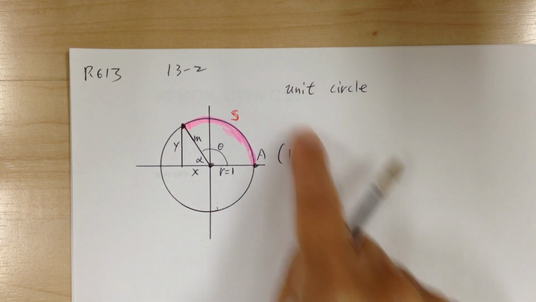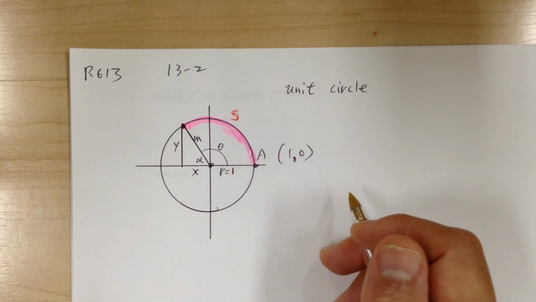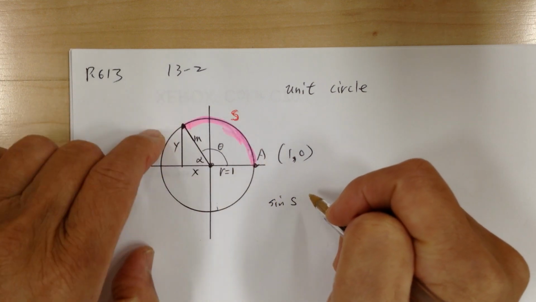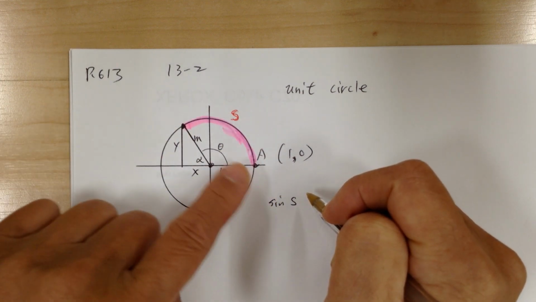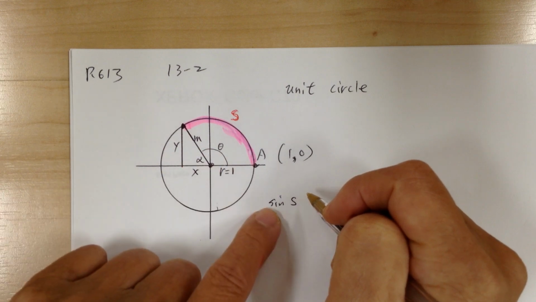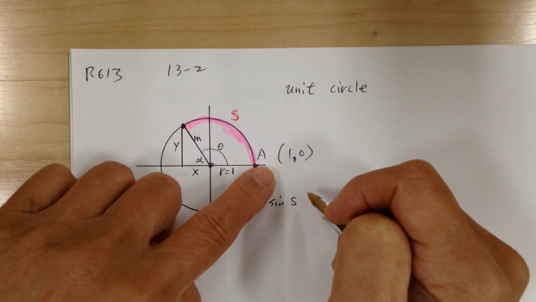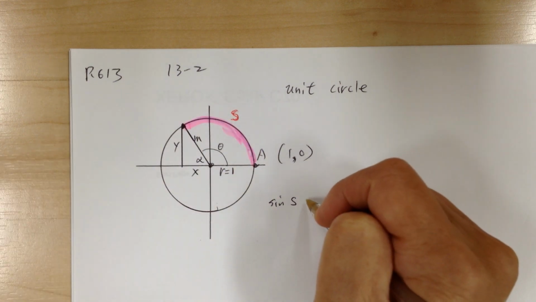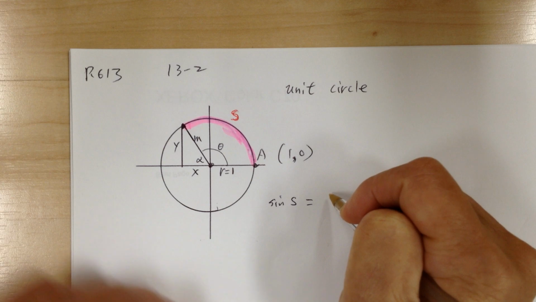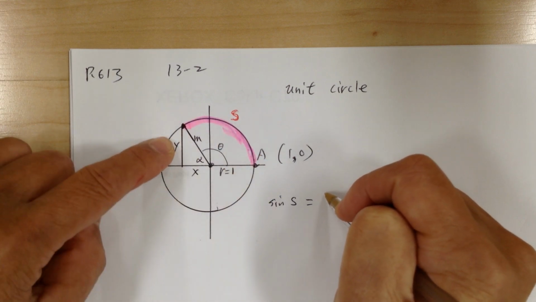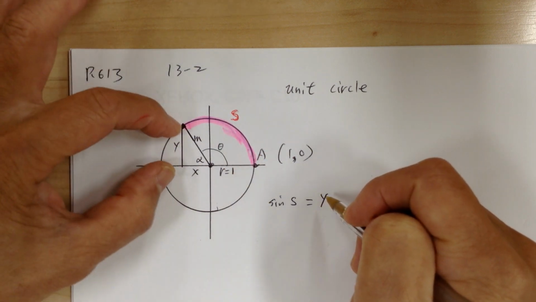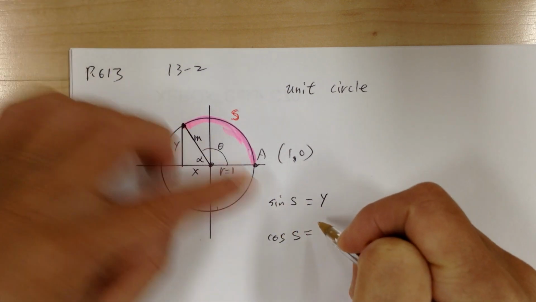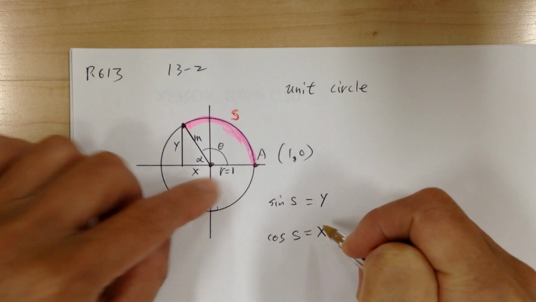Now when you have a unit circle, the circular function is the sine of s, the radian. Now, if you use a degree measurement, it would be sine of theta. If you use the radian measure, it would be sine of s. And this would equal just y. So sine is your vertical, that's your y, and cosine of s would be just your x, or the horizontal.